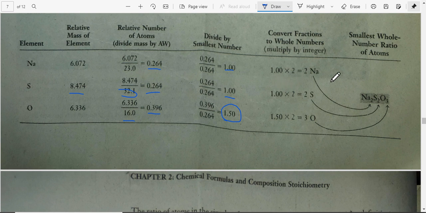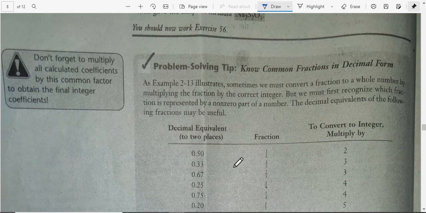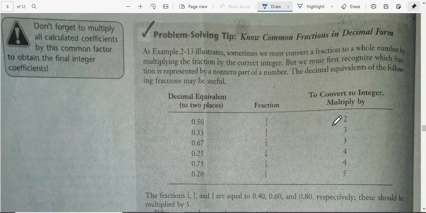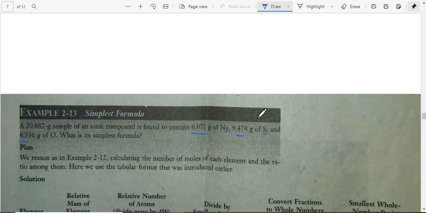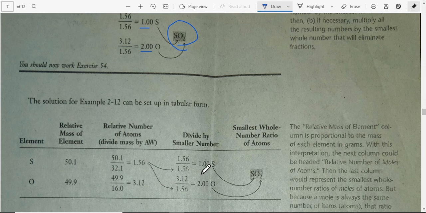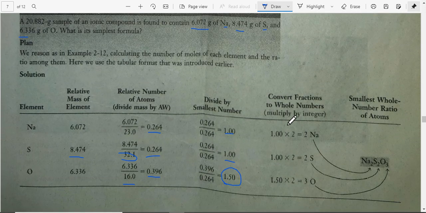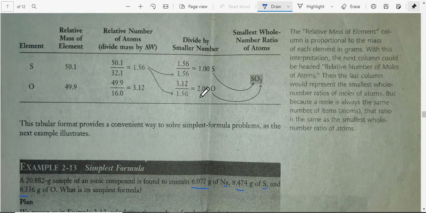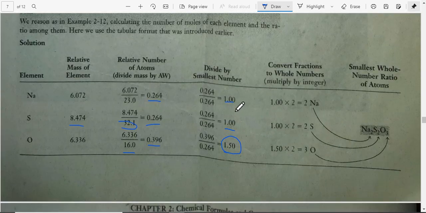If you are getting decimal values, you will automatically need a conversion factor, unlike in the previous example where it went directly to whole numbers. Here, even though some are 1, you have a decimal value, so you need the conversion factor. Therefore, you have 1 times 2, which is 2. 1 times 2 is 2. Then 1.5 times 2, which is 3.